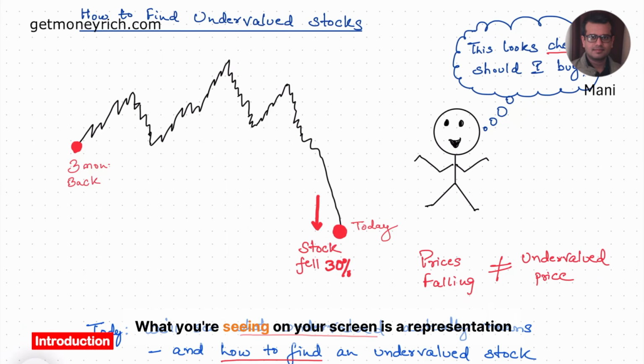What you are seeing on your screen is a representation of a stock which has fallen by almost 30% in the last 3 months. So whenever we see such a price action, the first thing that comes to mind is, has this stock become so cheap that I can start buying this stock?